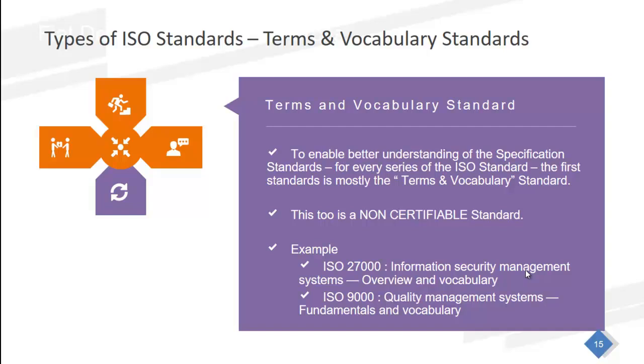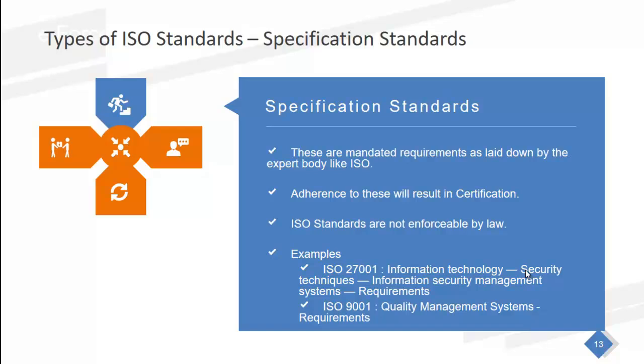Vocabulary standards are intended to give you definitions of the technical terms used in the standard, while the specification standards are the certifiable standards. So in your pursuit to get your organization certified, you will have to adhere to or follow the bare minimum requirement as mentioned in that standard. And should your organization look at getting itself certified, you will have to get yourself audited by a competent authority. A competent authority means a certification body which has been approved to provide certificates in that particular domain.